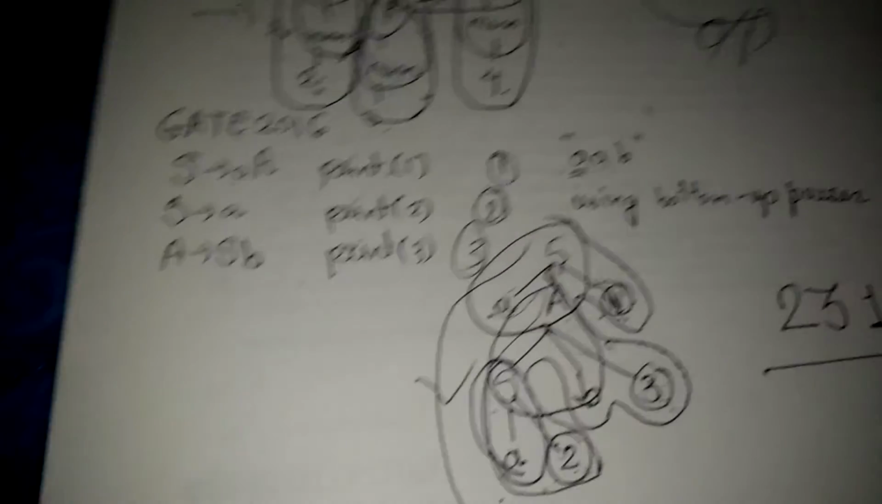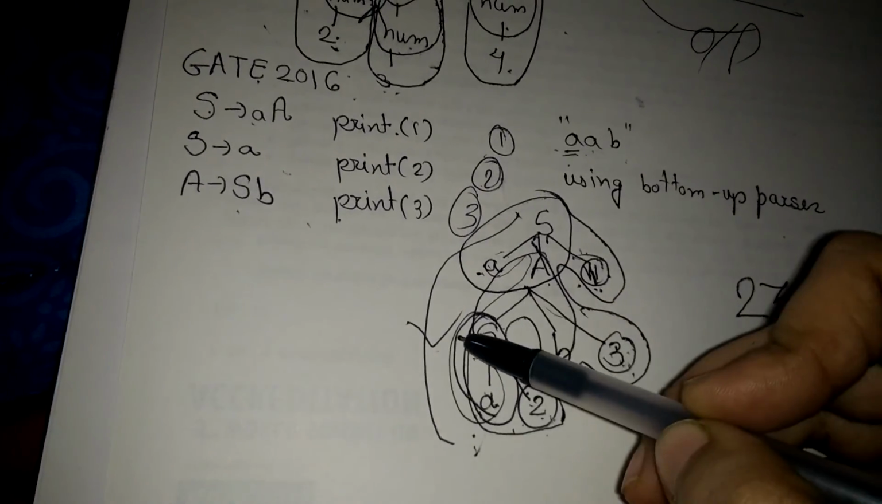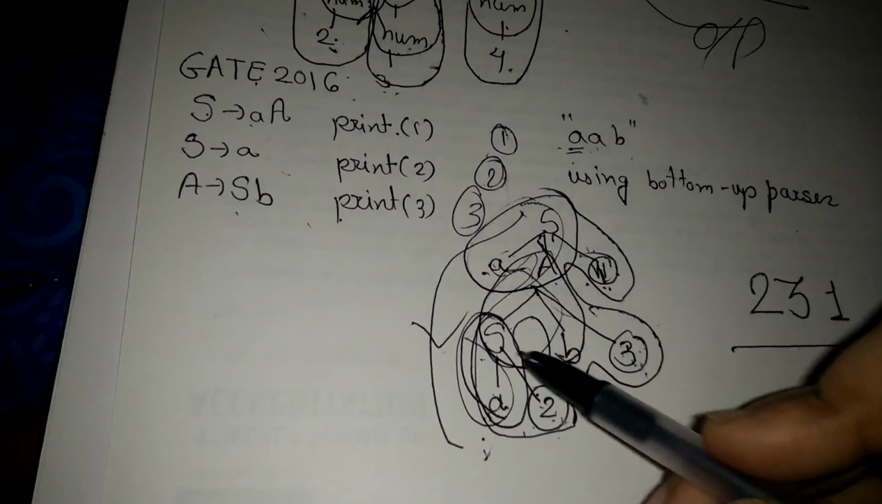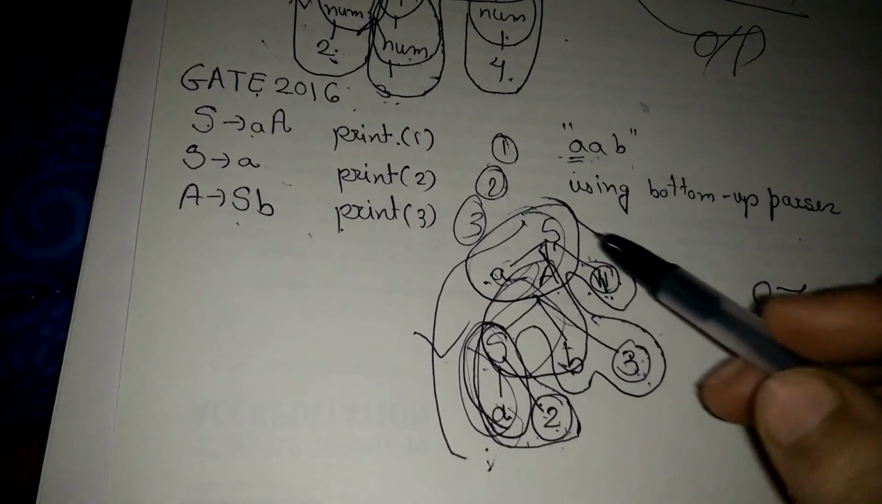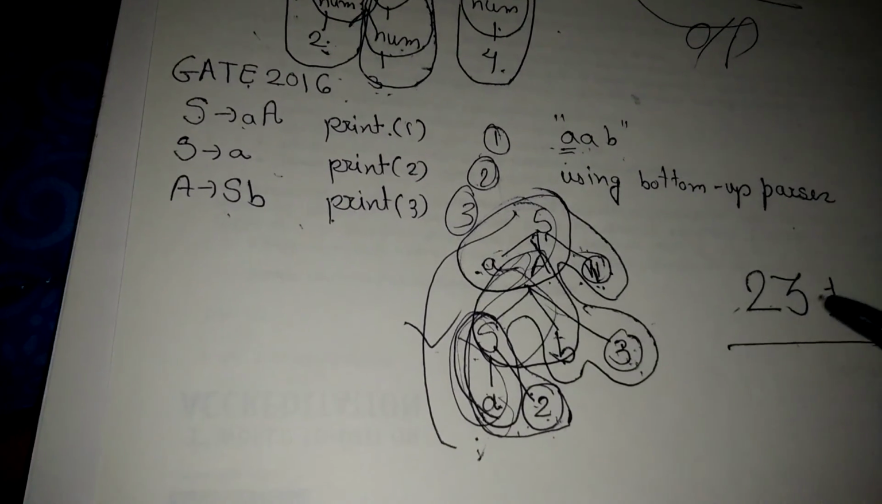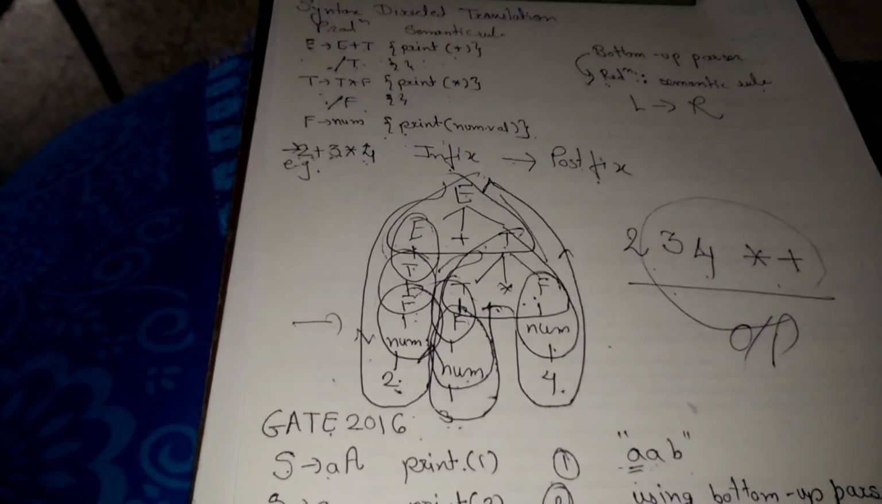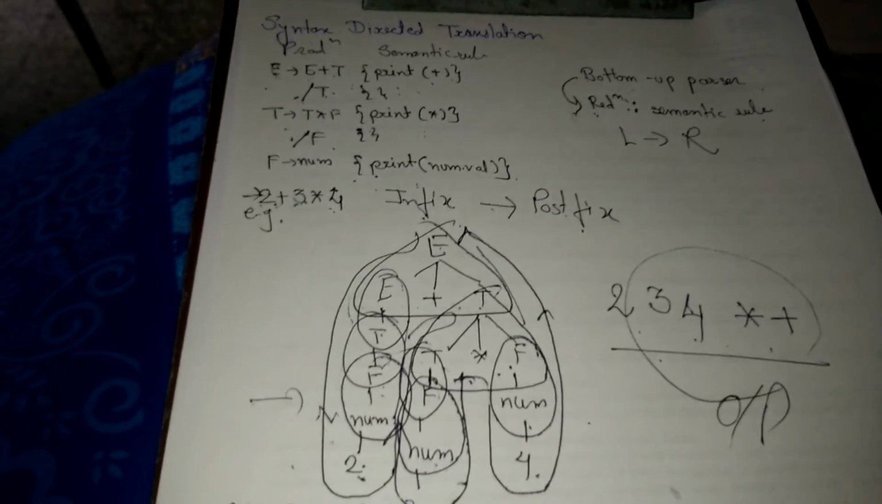So what we have done is go from bottom to top, and for every reduction going from bottom to top, we apply the semantic rule. First S to A, then 2; A to SB, then 3; S to aA, then 1. So this is how your bottom up parser will work for syntax directed translation.